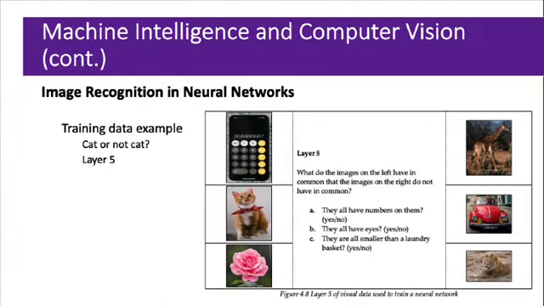Layer 5. What do the images on the left have in common that the images on the right do not have in common? A. They all have numbers on them. B. They all have eyes. C. They are all smaller than a laundry basket.